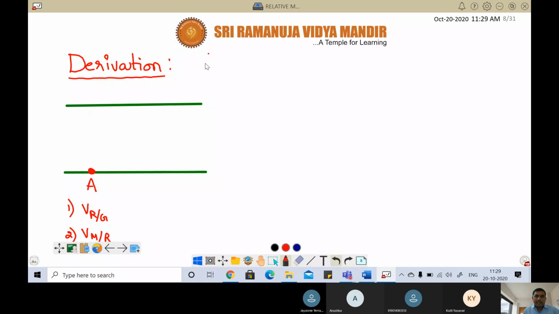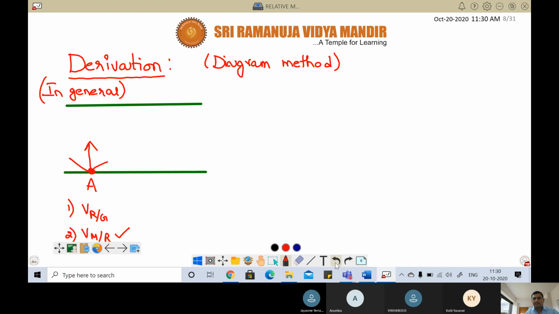I like to follow the diagram method because that is easy, and then I will also tell about the equation method. First I will take this quantity in general. Whenever we do a derivation, we take it in general. I am not telling that the man will swim in this direction or that, but in general at some angle. This is the velocity of man with respect to river.